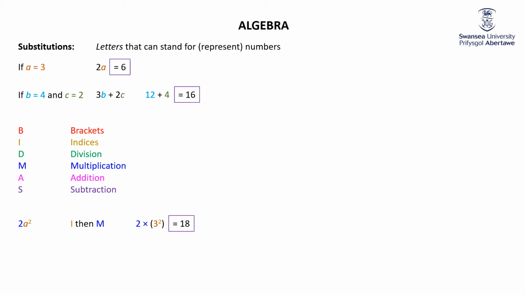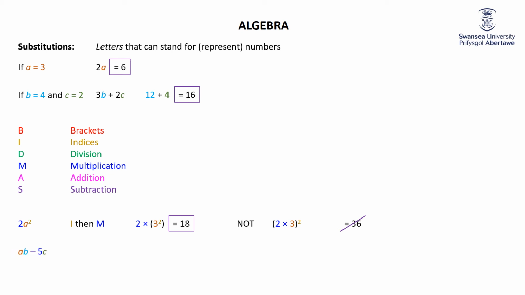Now there is a temptation, if you're not a BIDMAS expert, to just do it in order. So you'd say, let's do 2 times a, and then square it all. So 2 times 3 is of course 6, squared is 36. That is not the right answer, as indicated by that little purple line running through it.